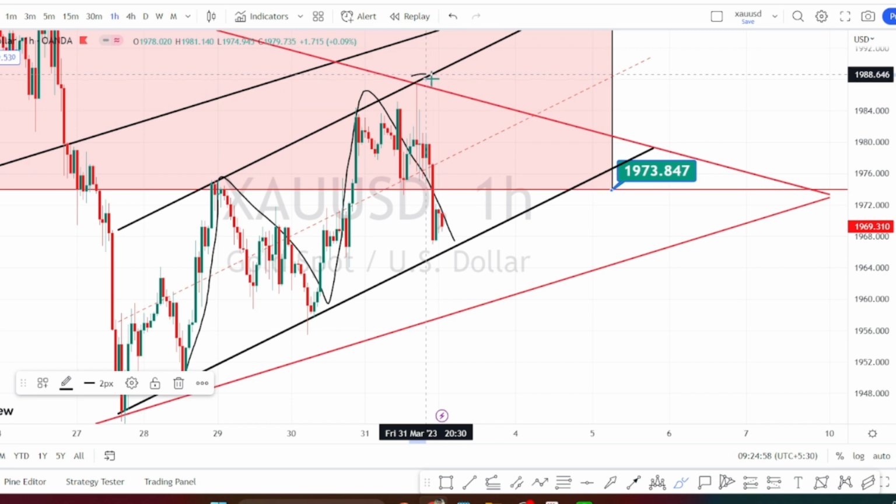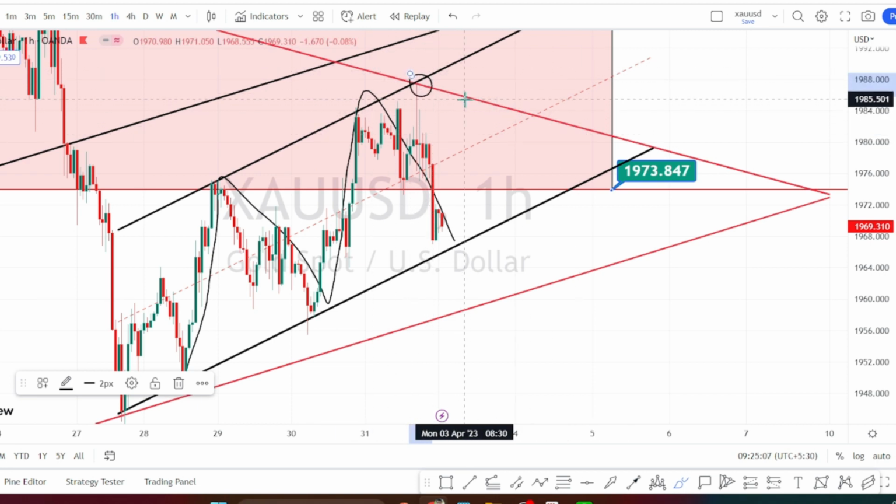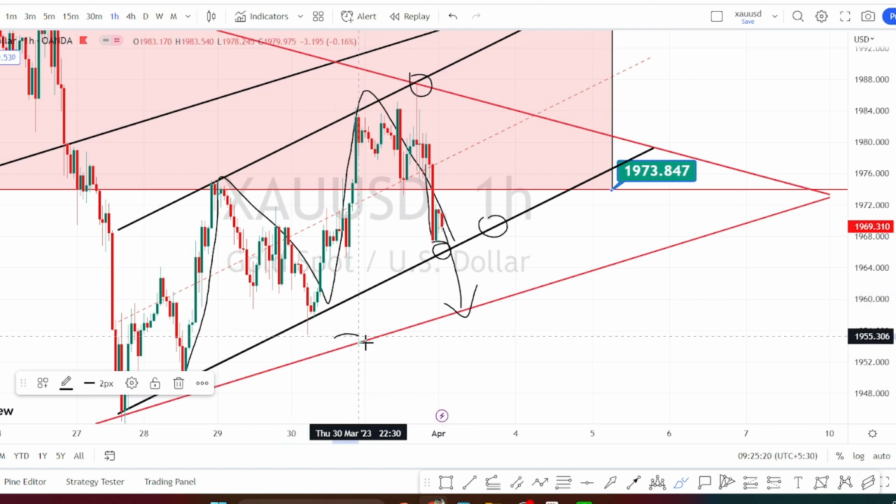And also we can see that it has bounced back from this resistance line from the symmetric triangle pattern, and it is on a retracement. And if the price action gives a breakout from this bullish channel pattern support line, we can expect it to retest on this symmetric triangle pattern support line.